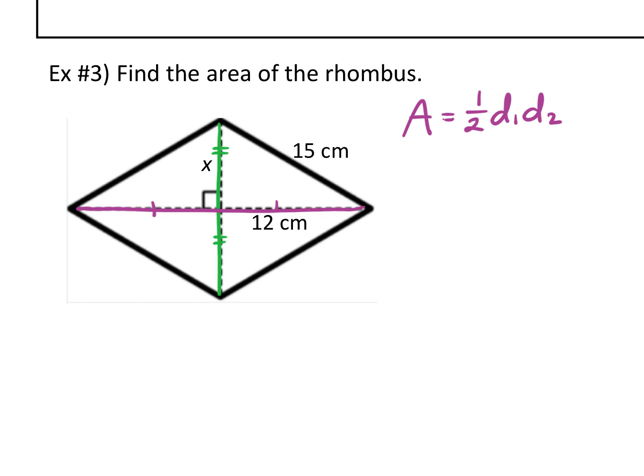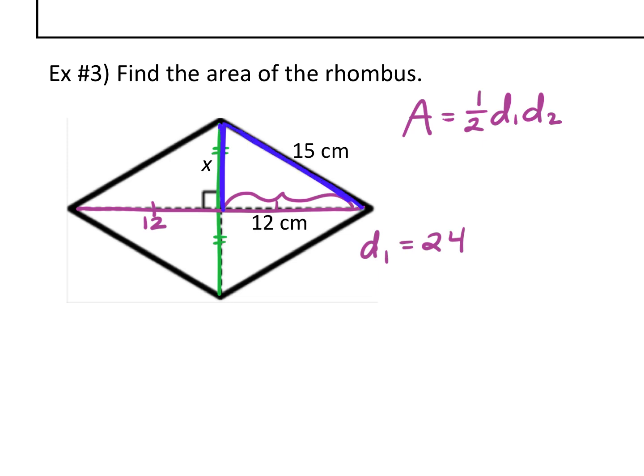Is 15 part of a diagonal? No. 15 is a side of the rhombus. So the 15 does not get put into your formula, but you use the 15 to find the missing information. Can you tell me the length of either of your diagonals right now? The 12. 12 is this length. What is the length of the whole diagonal? 24. Those are congruent, so diagonal 1 is 24. 12 plus 12.